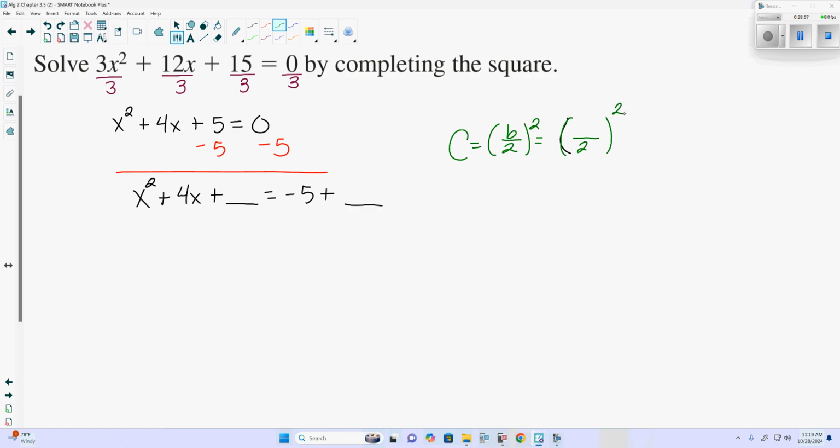C is equal to b over 2 squared. Our b value in this case is positive 4. It's our number in front of x and its sign. Now the first thing we can do is divide it by 2. Well, 4 divided by 2 is 2. And 2 squared is 4. So we're going to add 4 into both sides, giving us x squared plus 4x plus 4 is equal to negative 5 plus 4.